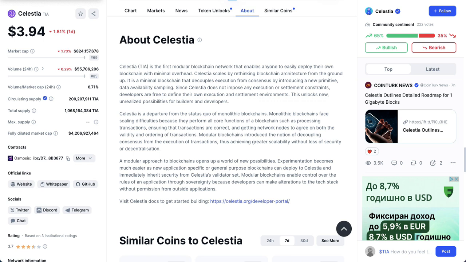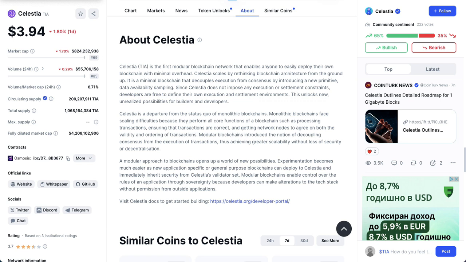And let's just start with Celestia fundamentals and what Celestia is all about. What makes it unique is that it's the first modular blockchain network that enables anyone to easily deploy their own blockchain with minimal overhead. It's also really easy to use. That makes Celestia special, because it's the first modular blockchain to deploy other blockchains on that network.